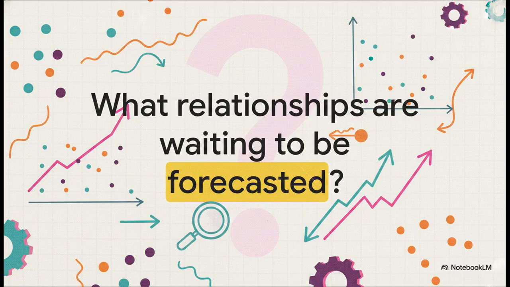As we wrap up this explainer, I want to leave you with one final, kind of provocative thought to ponder. What relationships currently exist in your own data, just waiting to be forecasted? Think about the environment you operate in right now. Your business metrics, your personal habits, your daily workflow. These interacting variables are all around you, constantly acting and reacting. Now that you understand the foundational principles of correlation and the true predictive power of regression, you have the exact conceptual tools you need to find those hidden patterns and anticipate what comes next.